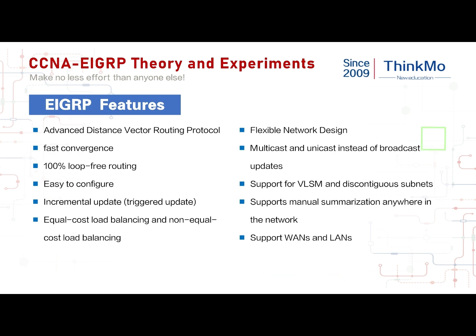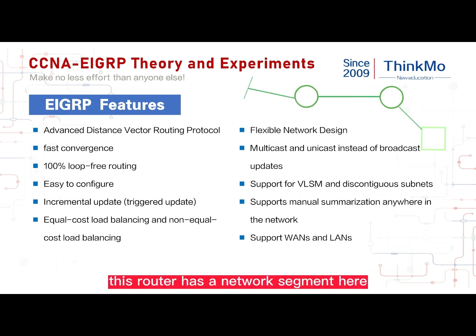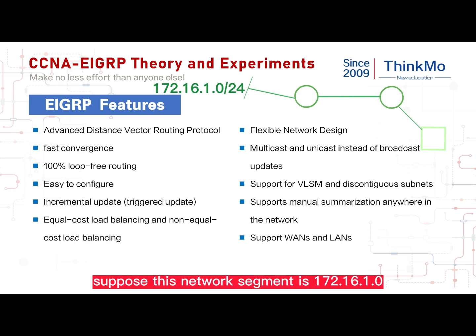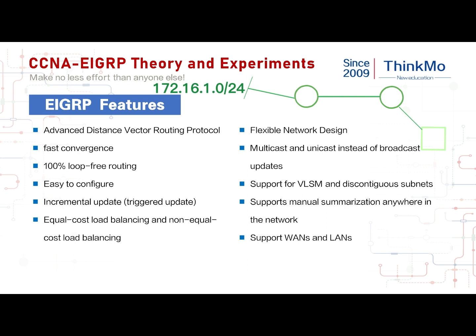A PC, two routers. This router has a network segment here. Suppose this network segment is 172.16.1.0 with a 24-bit mask. Okay, it is clear. This is a Class B address. No matter what the /24 behind it is, it must be subnetted. Otherwise, according to the rules, it starts with 172.16 and should be a 16-bit mask. This is a standard Class B address.